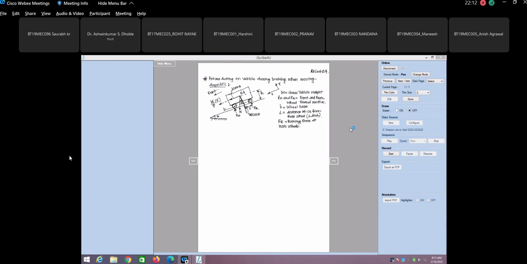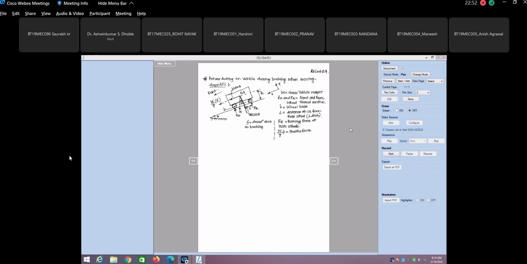And W by g into f is going to be the inertia force. Basically, this is the total force which is acting on the vehicle, because the vehicle is moving in the front direction. So this resultant force has to be there in the front direction. So f is the deceleration due to braking.